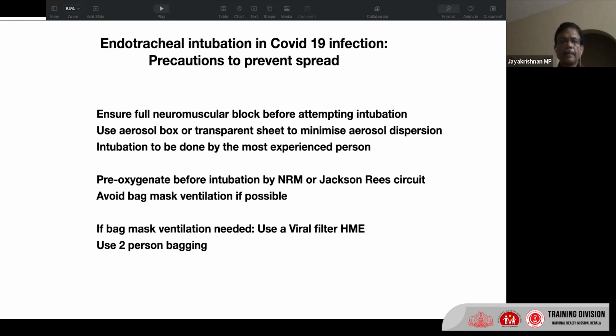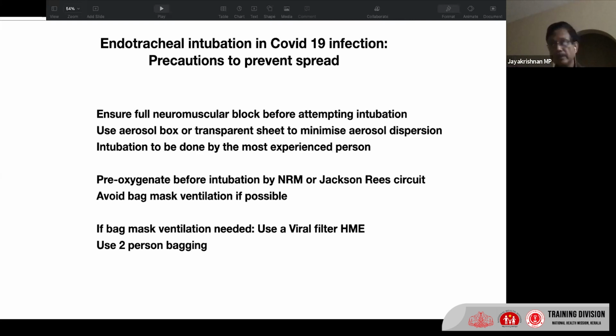And this I already mentioned, there is rapid sequence intubation. You ensure that full neuromuscular block is there before attempting intubation. You can use an aerosol box or a transparent sheet to minimize aerosol dispersal. I'll show you one picture in the next slide. And this I mentioned, the most experienced person has to intubate.